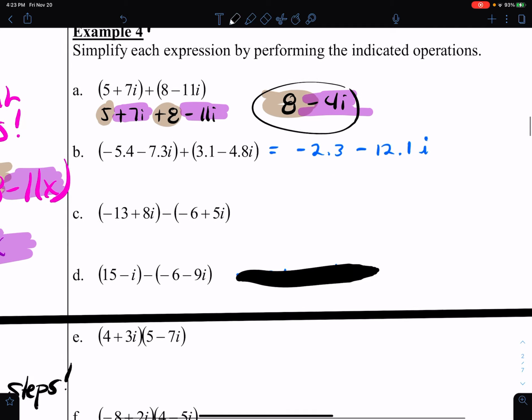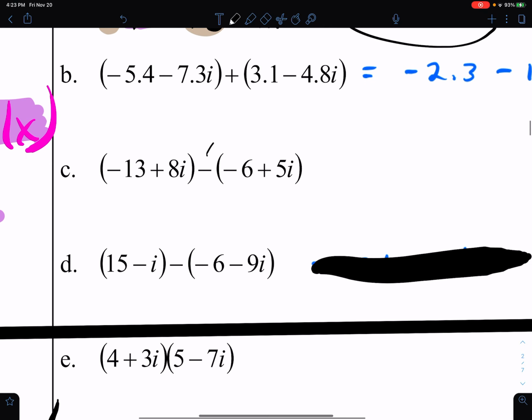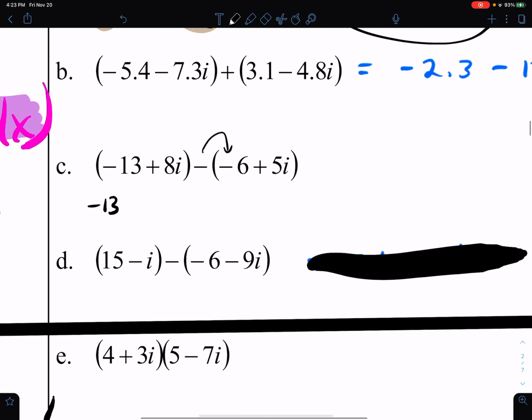When it comes to subtraction, do exactly what you normally would, distribute the negative. So this first parentheses doesn't have anything in front of it. So when I distribute the negative, the opposite of a negative 6 is a positive 6. And the opposite of positive 5i would be negative 5i.